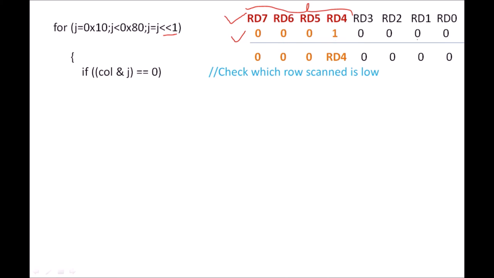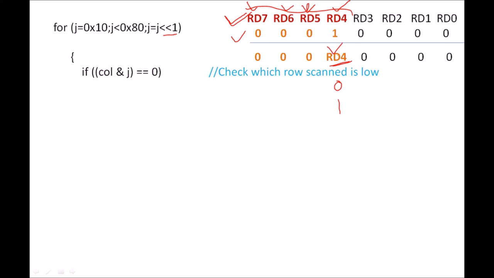So this is the value of J. We are ANDing this column data, which we are reading from port D, with this J value. So what we'll get: all other bits will be 0, but RD4, that is the key 0 bit, will remain as it is. So we are going to check whether this key is pressed, or this one, or this one. If this key is pressed by the user, here we'll get a 0. If the key is not pressed by the user, here we'll get a 1.